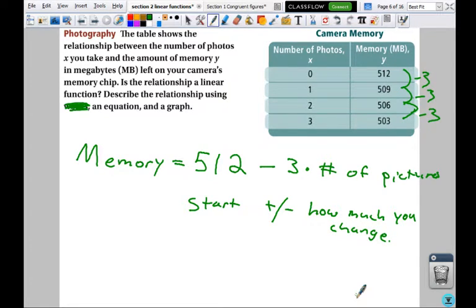So it's always going to be where you start, and then plus or minus how much you change. I started at 512 and then I'm minusing 3 times the number of pictures. And we're going to graph it next. Just like before, I'm going to copy this real quick so I can look at it while I make my graph. Everybody have this down though? Still working on it? You got it, Lily? Got it, Ashlyn? Okay.